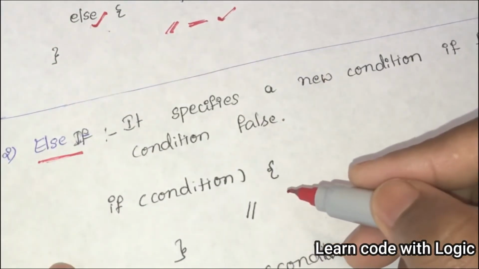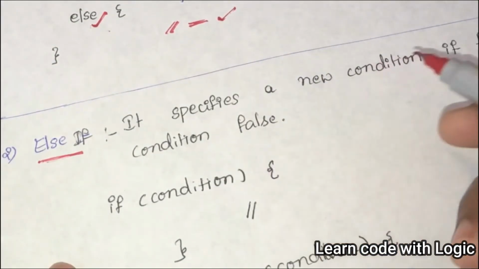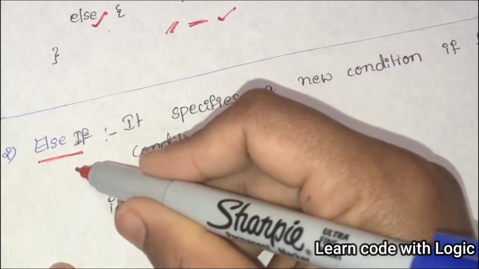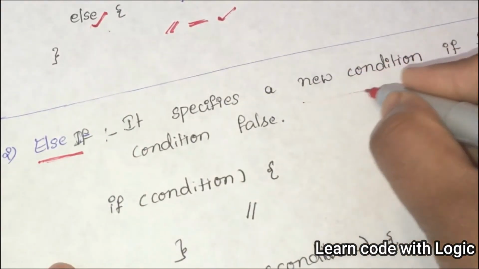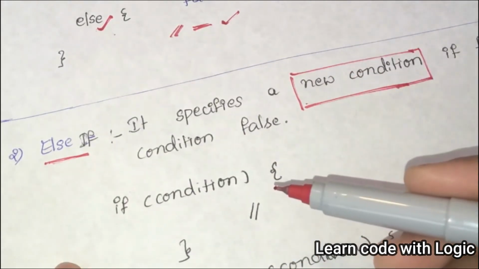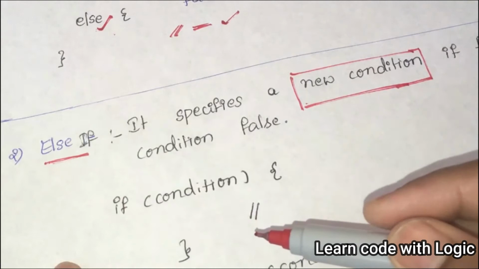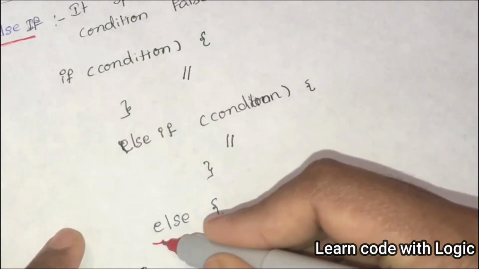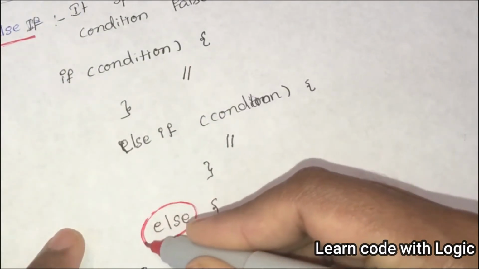Now let's see what is else if. If checks the condition, right? If that condition is false, then else if checks a new condition. Suppose if and else if both conditions are false, then else comes into the picture.